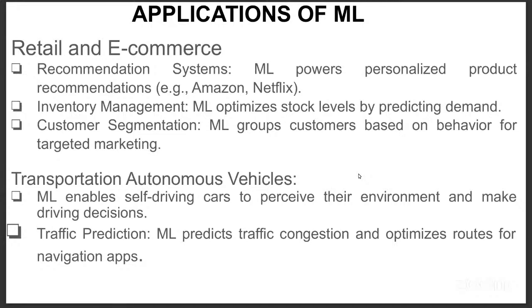So next application is retail and e-commerce. Okay, so again recommendation system, already discussed with Amazon, Netflix. Next one is inventory management and customer segmentation. What is inventory management?